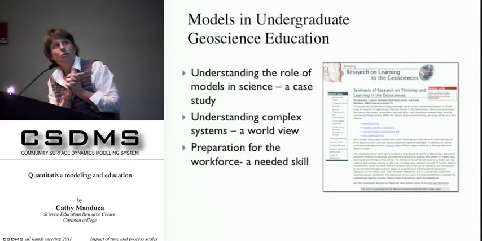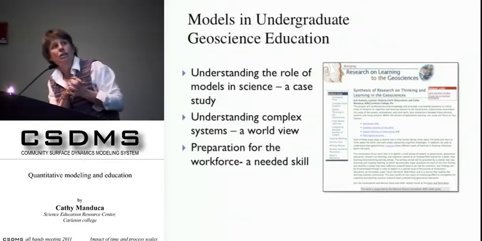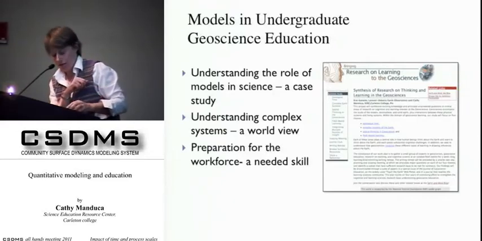The first is about the role of models in science. I think you can make the case that models are essential in geoscience and that geoscience is a case study for how models play out in the breadth of sciences. I'm going to go into that a little more. The second case is about understanding complex systems, where models play a central role as one of the most important tools for helping people develop a complex systems perspective. I'm going to talk a little more about that. And then the third is a workforce argument, which I'm just going to touch on but not talk about so much.